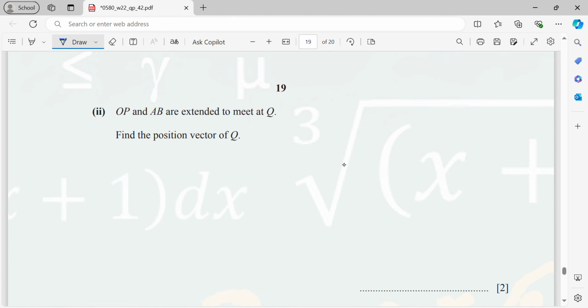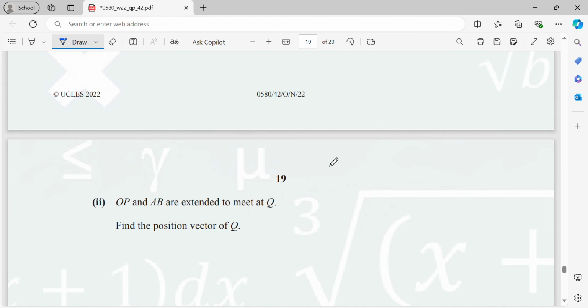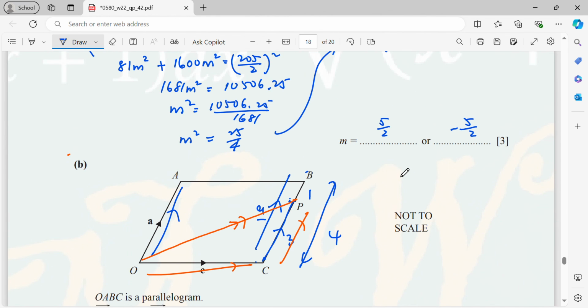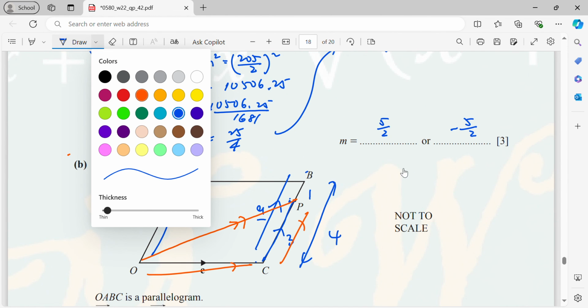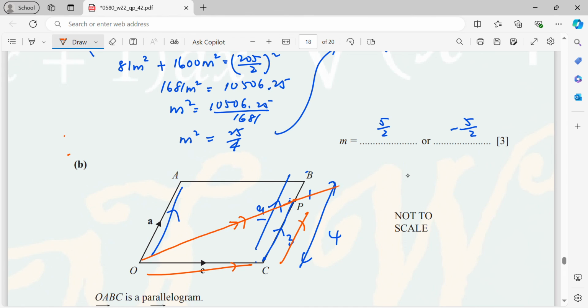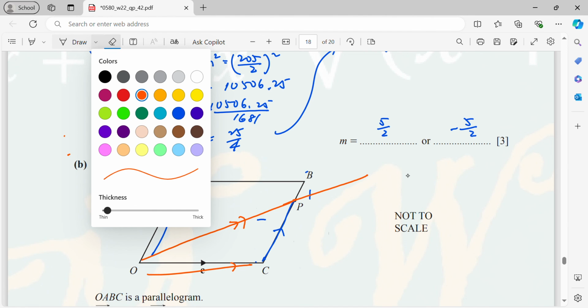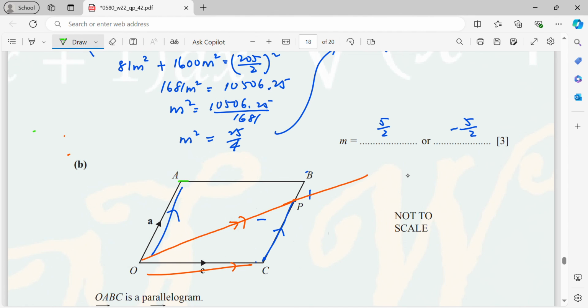Now part 2. OP and AB are extended to meet at Q. Find the position vector of Q. So OP and AB extended. Okay, so I will erase all this first. AB is here. Extended to meet at Q.